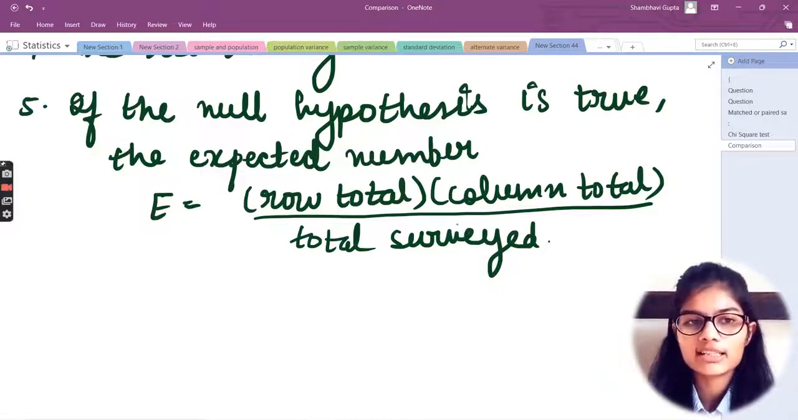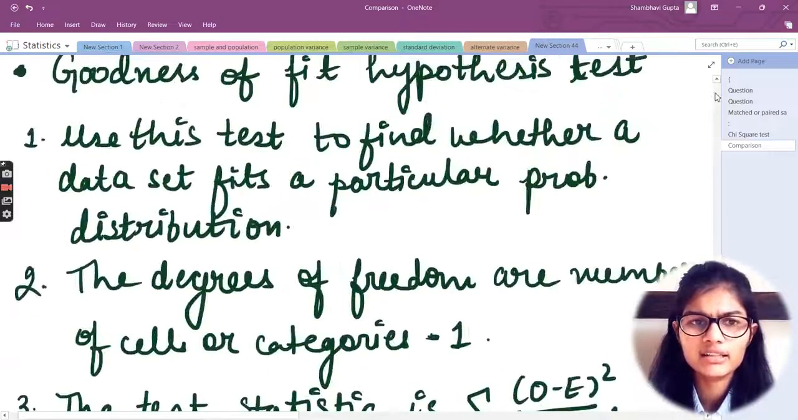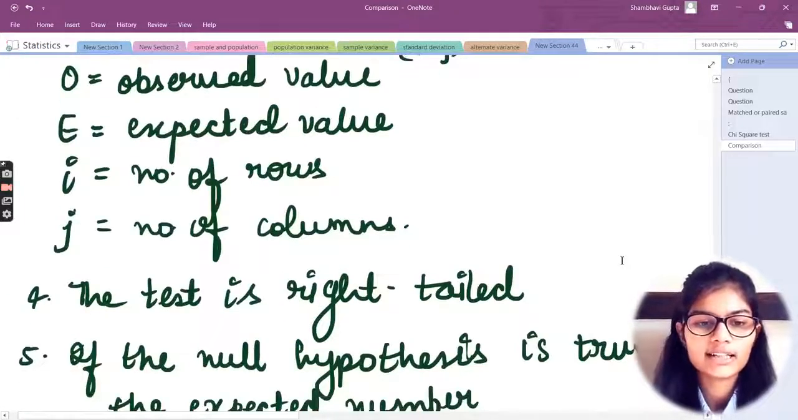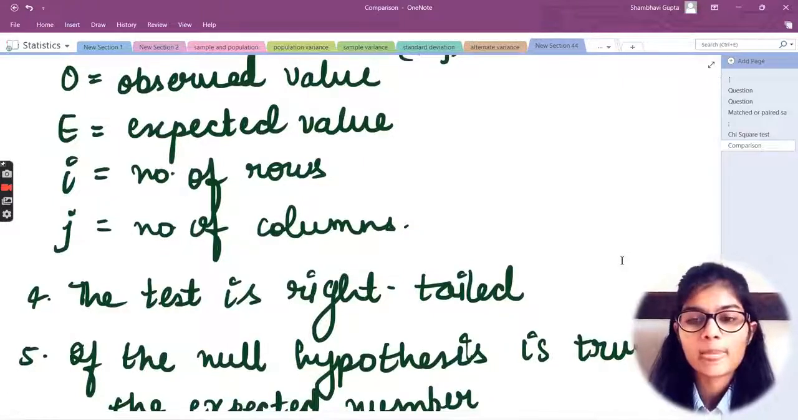So here we have taken the summary regarding the test of independence, and the one above that we had seen was the goodness of fit hypothesis test. Now we are left with two things, the test of homogeneity and the test of a single variance. So that we'll be seeing in the next video. So this is all for this video. Till then, thank you and take care.